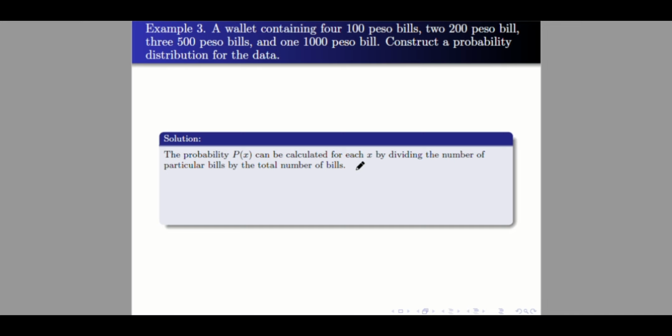Now, what is the total number of bills? So we have 4 100 peso bills plus 2, so we have 6, plus 3, so we have 9, plus 1. So there are 10 bills in this wallet.